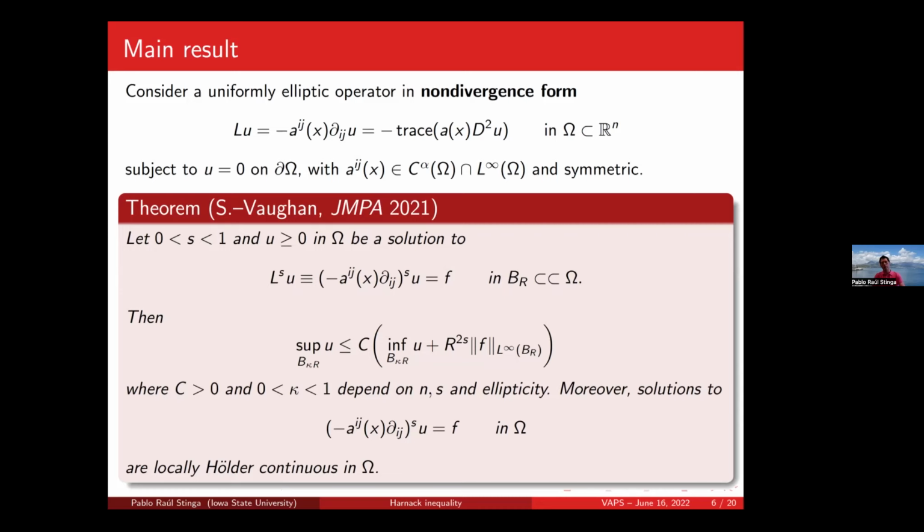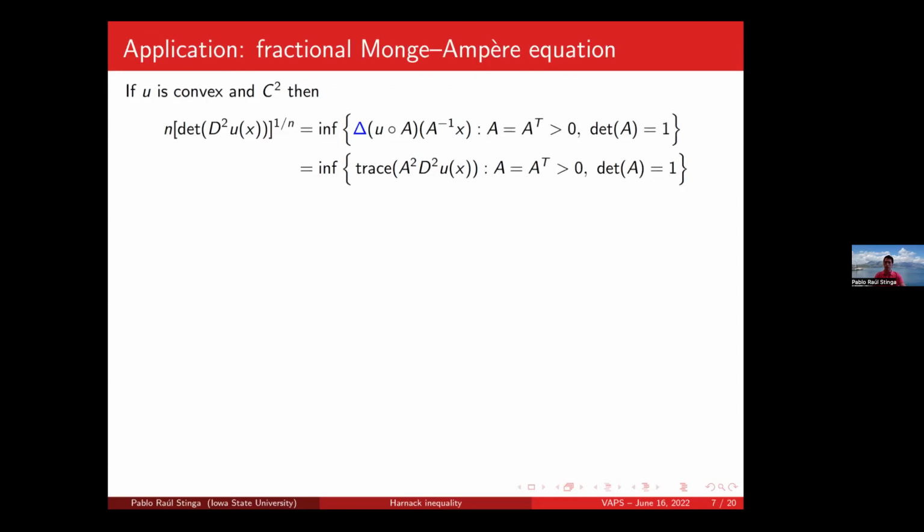So there are several things here. First of all, how you really define this fractional power. That's one thing. The other thing is how to prove the Harnack inequality. But before we go to that, let's look at other applications. I already mentioned the random jump processes, but one application that I'm very interested in is the fractional Monge-Ampère equation.